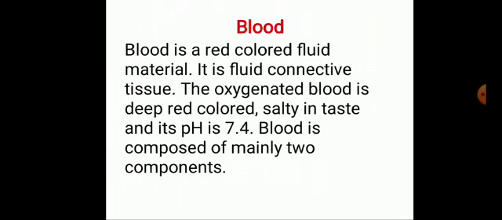Blood is a red colored fluid material. It is fluid connective tissue. The oxygenated blood is deep red colored, salty in taste and its pH is 7.4. Blood is composed of mainly two components, plasma and blood cells.